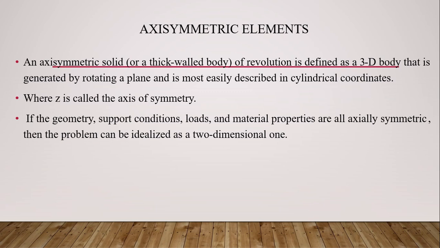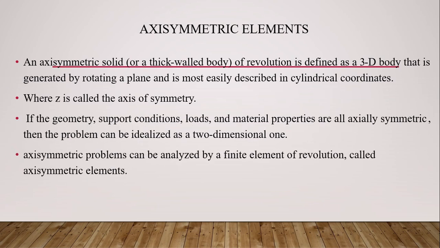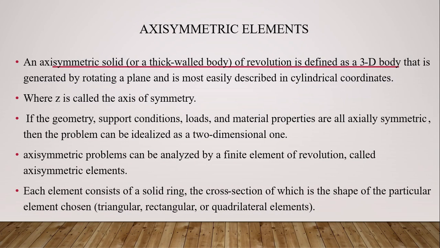If the geometry, support conditions, loads and material properties are all axially symmetric, then the problem can be idealized as a two-dimensional one. So the axisymmetric problem can be analyzed by a finite element of revolution called an axisymmetric element. Each element consists of a solid ring, the cross section of which is the shape of the particular element chosen. These are examples of axisymmetric elements.